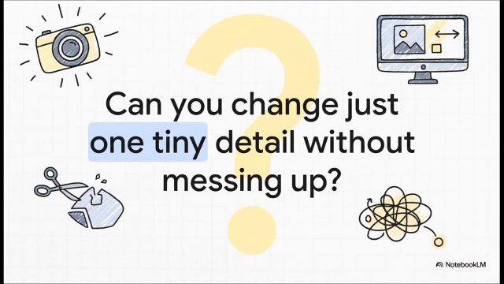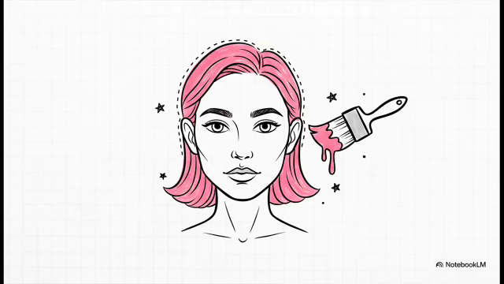So here's a classic problem for any photo editing tool, right? Can you change just one tiny little thing without the AI getting confused and messing up the entire picture? So the user just typed, "Change her hair and eyebrows to pink," keeping everything else the same. And wow, look at that result. It's perfect. The AI knew exactly what to do. It only changed the hair and eyebrows, leaving her face, her skin tone, the background, everything else totally untouched. The precision is just incredible.